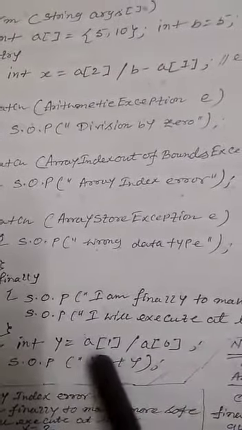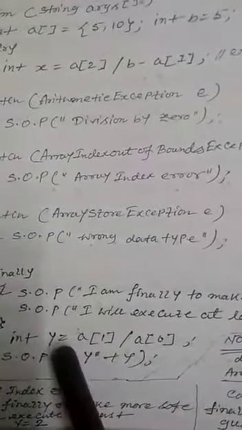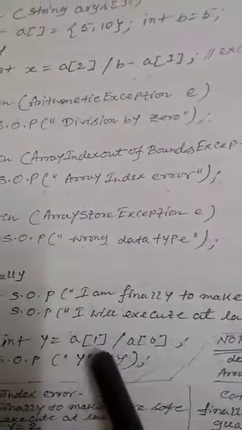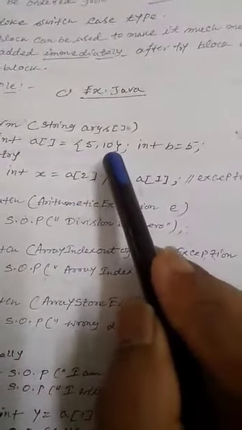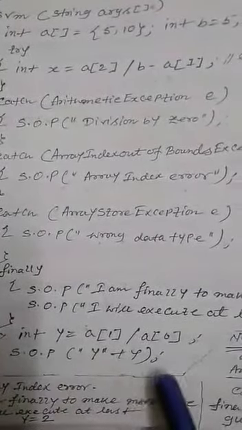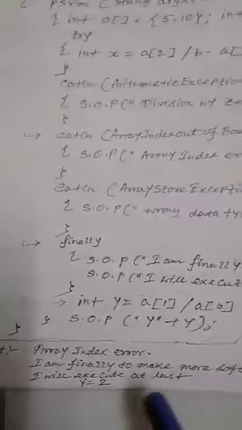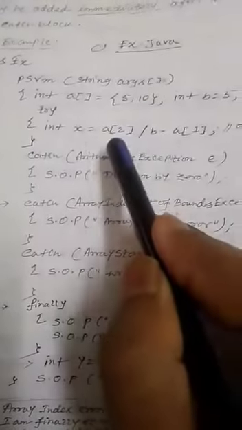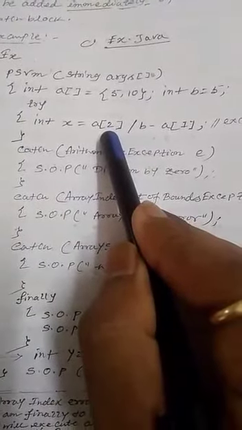And after that we are proceeding to another code, where we are trying to find out the value of y equals a1 divided by a0. Fine, there are two elements; a1 means 10 divided by 5, it will be 2 here, and we are going to print the value of y. Now what will be the output and why is it coming like that? Here array index error will occur. This is array index error because this index is not available.